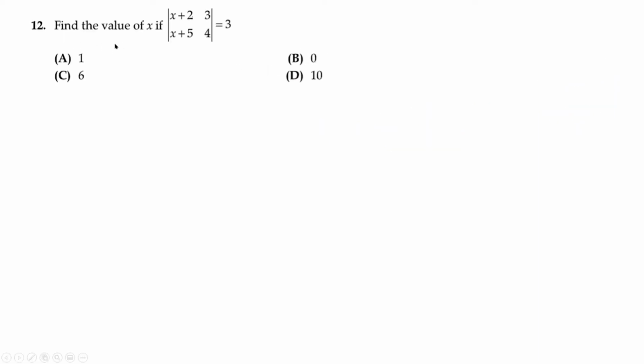Next question: find the value of x if the determinant of this is equal to 3. So let us expand this. 4x plus 8 minus 3x minus 15 equal to 3. So from this we have x is equal to 3 plus 7, which is 10. So the correct option is option D.